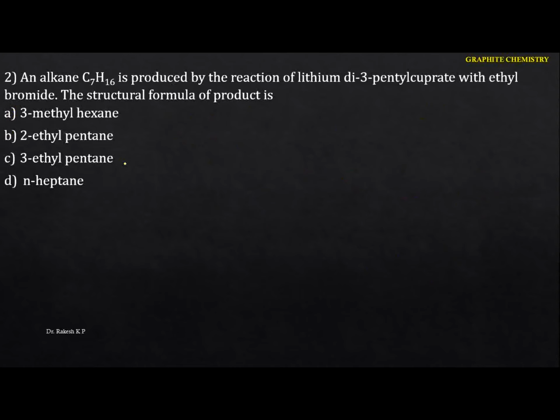An alkane C7H16 is produced by the reaction of lithium di-3-pentyl cuprate with ethyl bromide. What is the structural formula of the compound? The reaction is nothing but the Corey-House reaction. This is the most important reaction to prepare alkanes. This is the dialkyl, this is the lithium, this is the cuprate. The dialkyl copper lithium is also called the Gilman reagent.